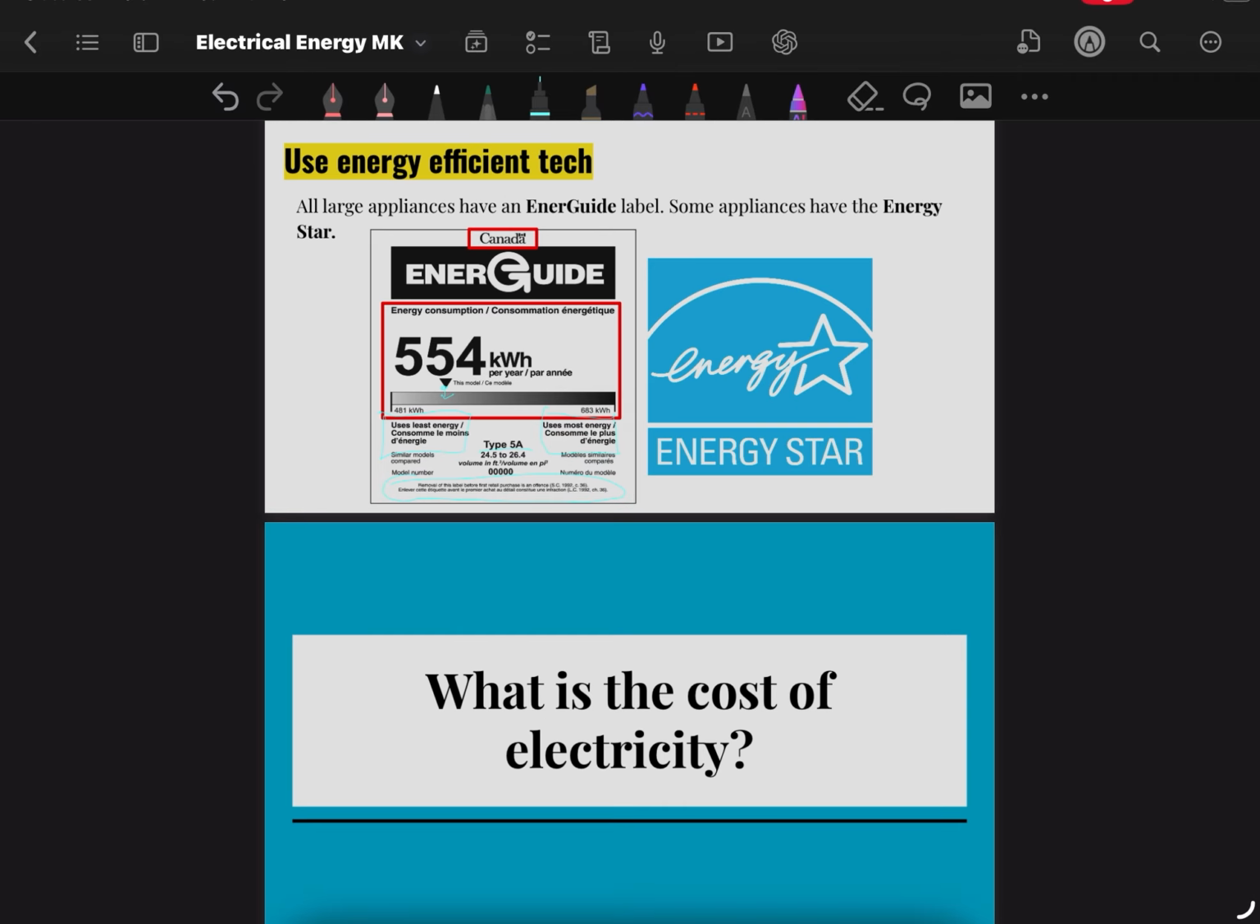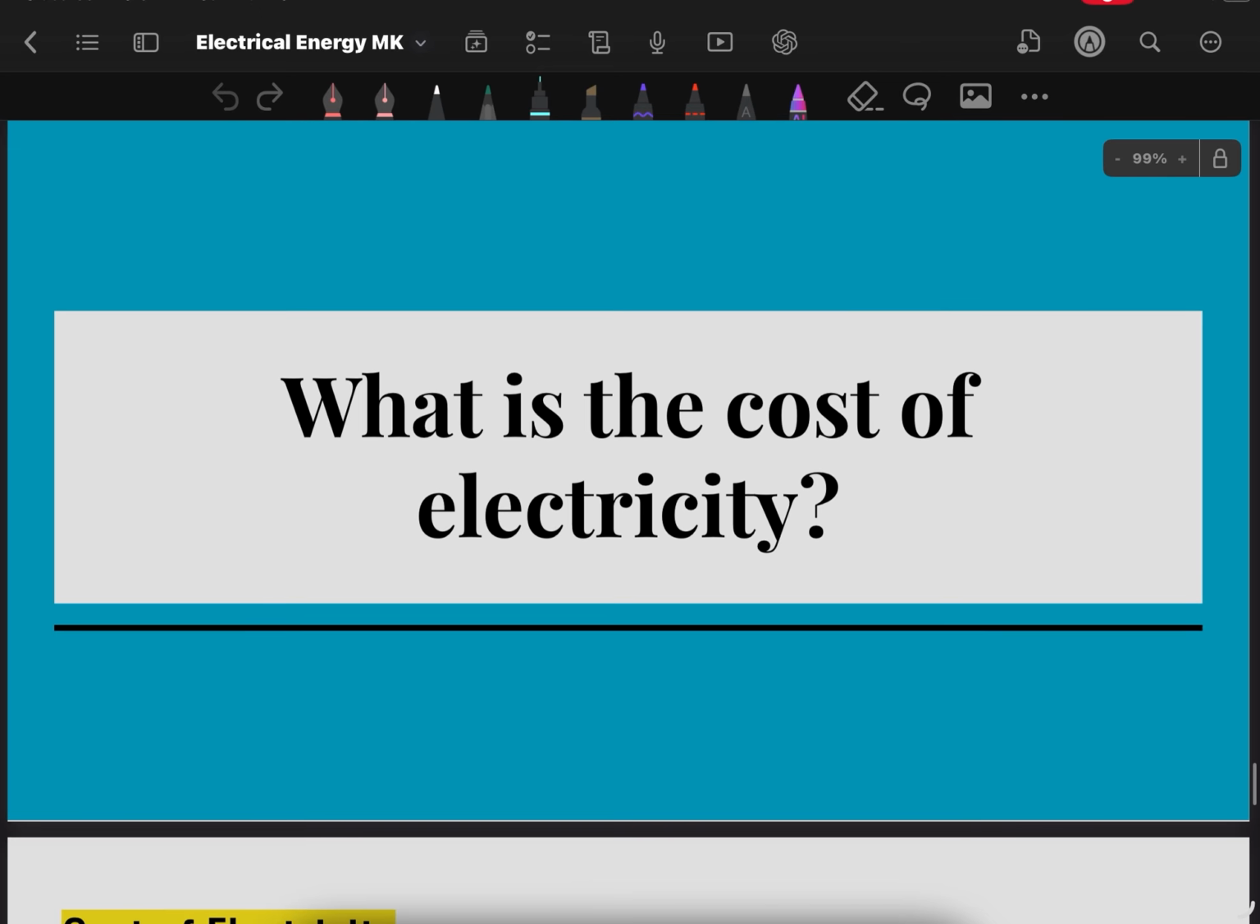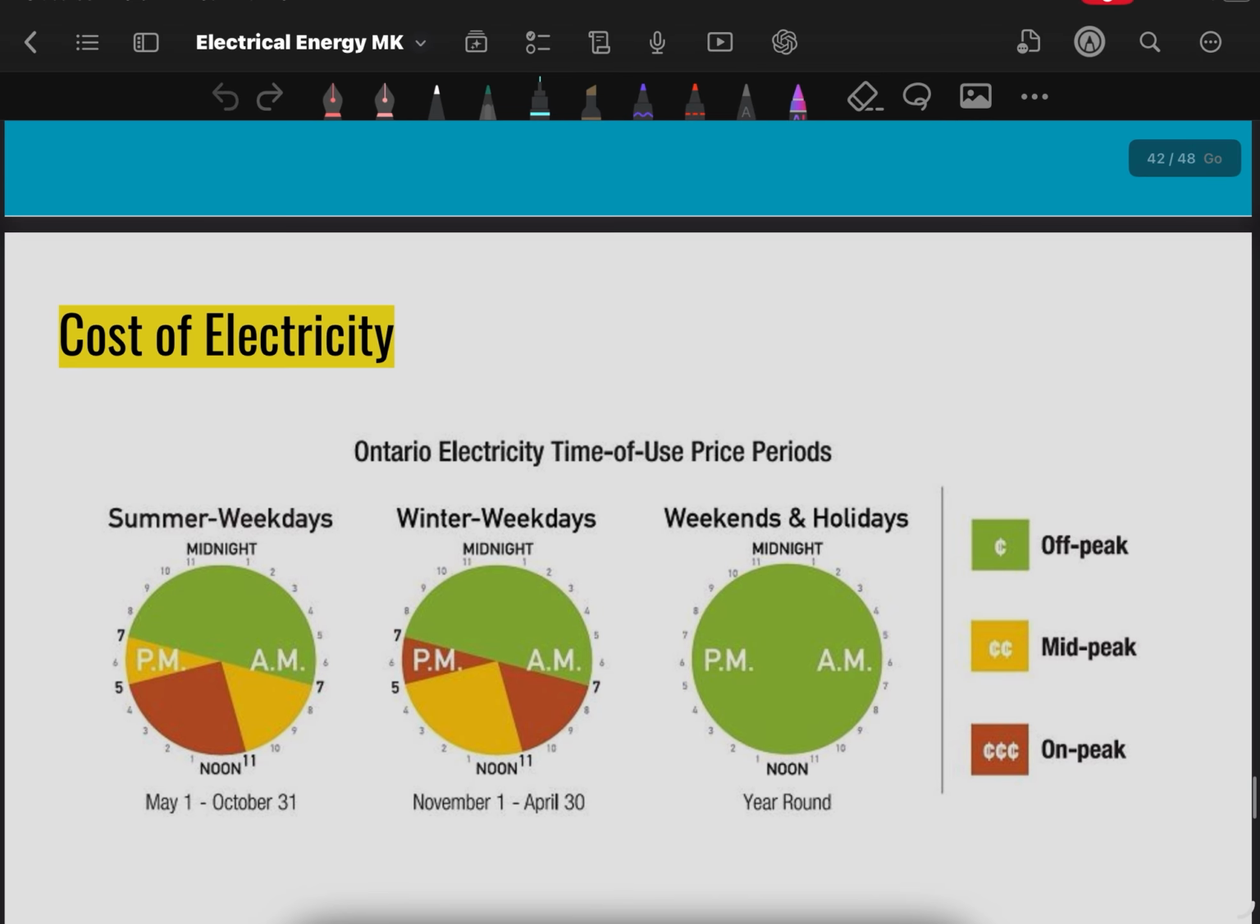So, yeah. Now we need to figure out what the cost of electricity is. In Ontario, we have something called time of use price periods. So here we have all of the major times when the time of use price periods change.